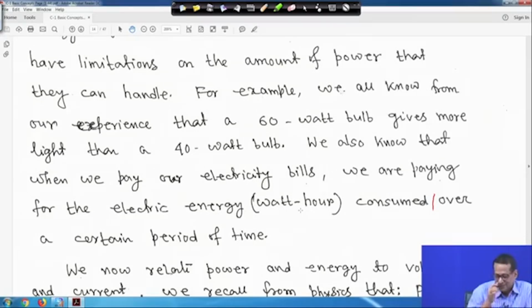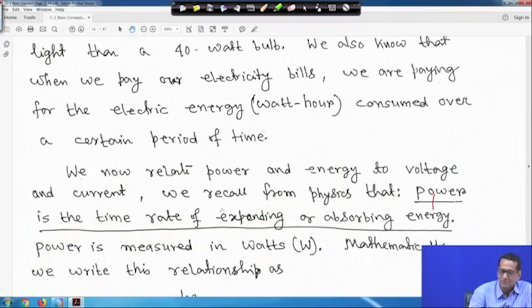So, we now relate the power and energy to voltage and current, because we have to relate power and energy to the voltage as well as the current.